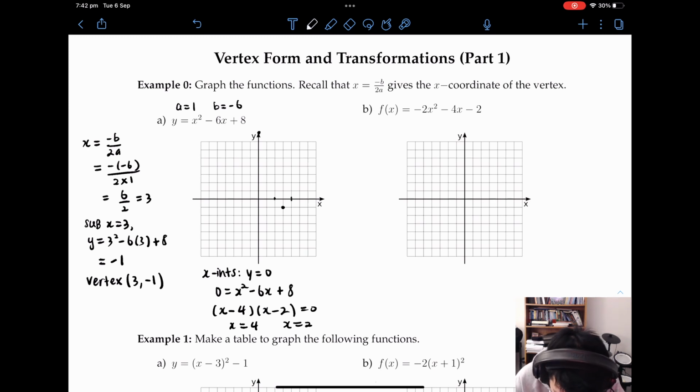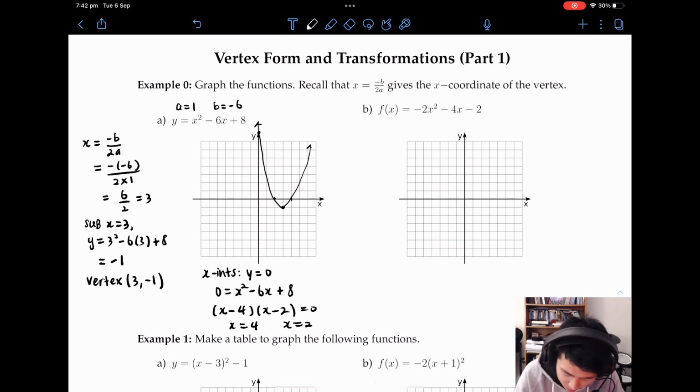If we draw our parabola in now, we can see that it's going to look something like this. Opening upwards, with x-intercepts at 2 and 4, with a vertex at (3, negative 1), and with a y-intercept of 8.